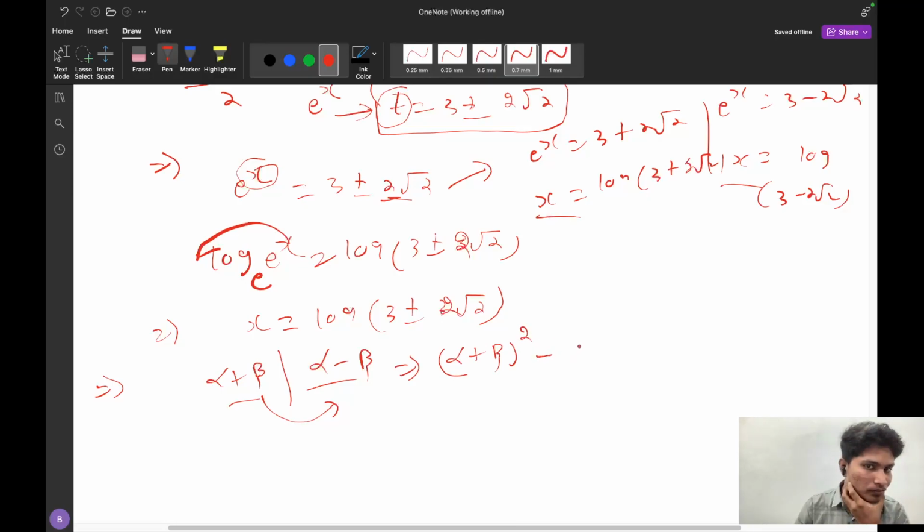minus, alpha plus beta, if I open, alpha square plus beta square plus 2 alpha beta. I have to subtract 2 alpha beta, so if I subtract, both will cancel.